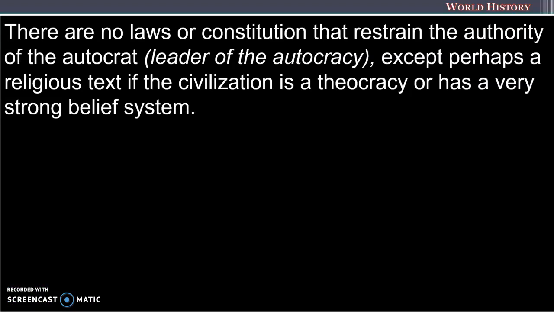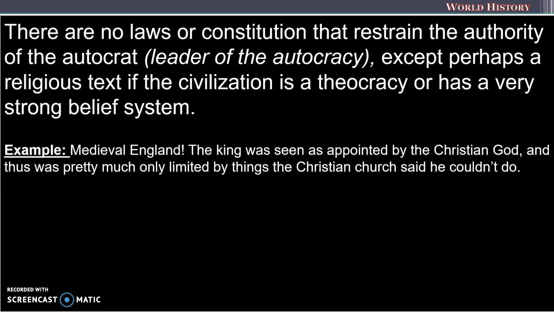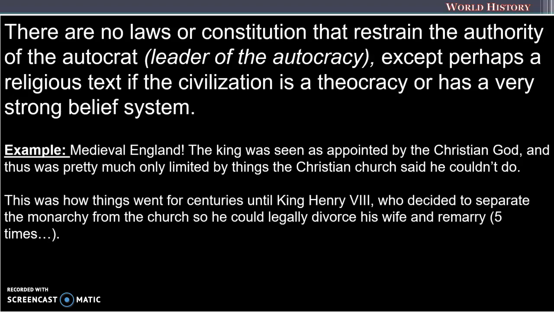There are no laws or constitution that restrain the authority of the autocrat, the leader of the autocracy, except perhaps a religious text if the civilization is a theocracy or has a very strong belief system. So they have ultimate authority. For example, in medieval England, the king was seen as appointed by the Christian God and thus was pretty much only limited by things that the Christian church said he couldn't do.